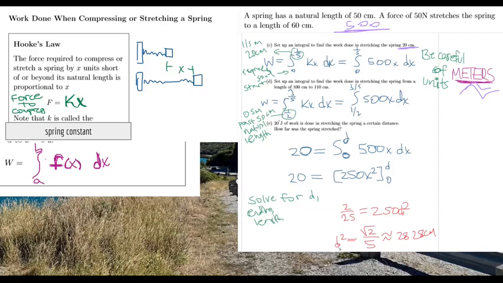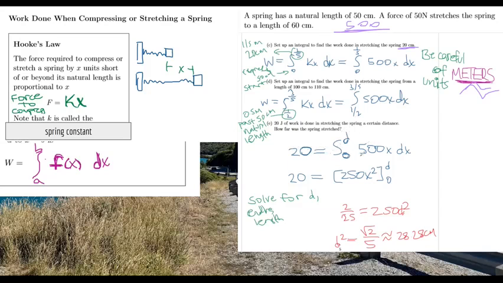And then you might get a question like this where it already tells you the work, and you have to find one of the bounds, like how far was it stretched? So d is what we're trying to solve for. All you do is solve for an equation like you always would.